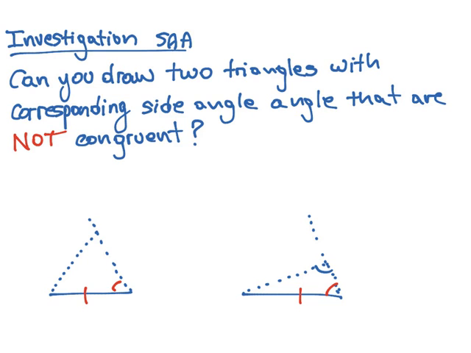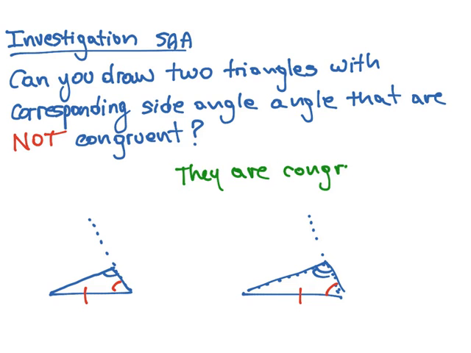Actually, in this case, this is impossible. See, any triangle you draw that has SAA will result in a congruency. You cannot draw a non-congruent triangle. So in this case, it can't be done. They are congruent. This is one of the rules for congruency. Side, angle, angle. If you have side, angle, angle, you have congruent triangles.